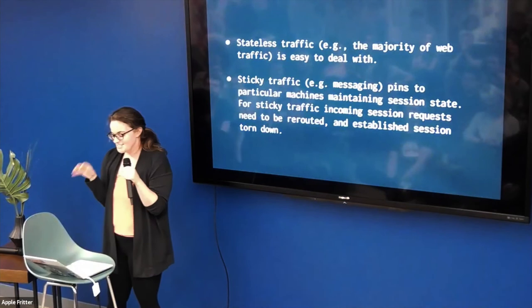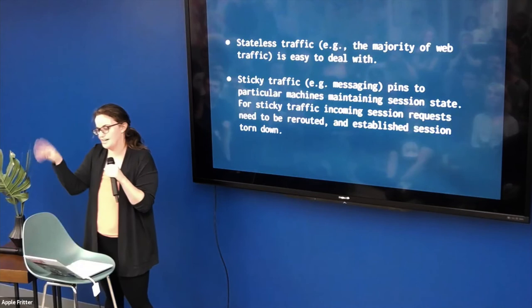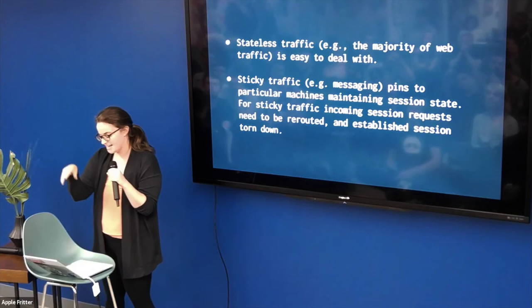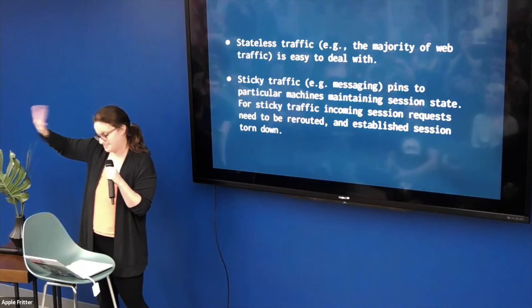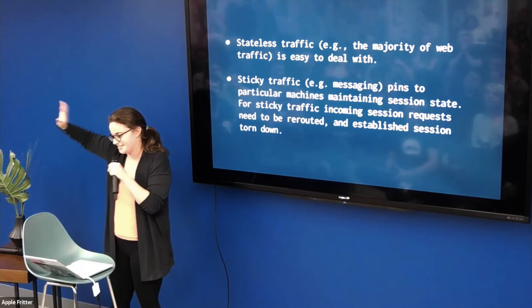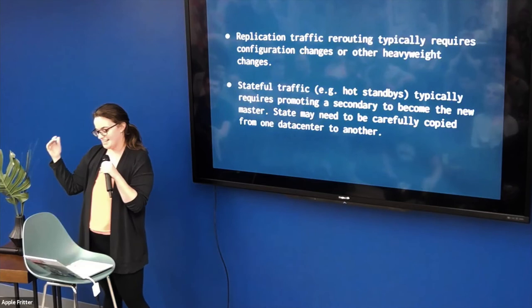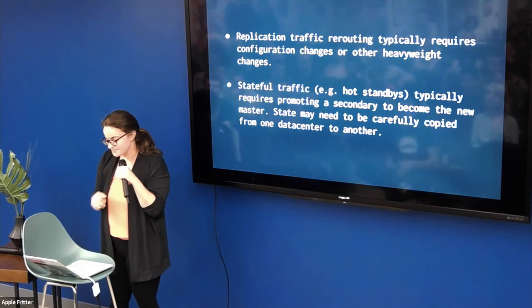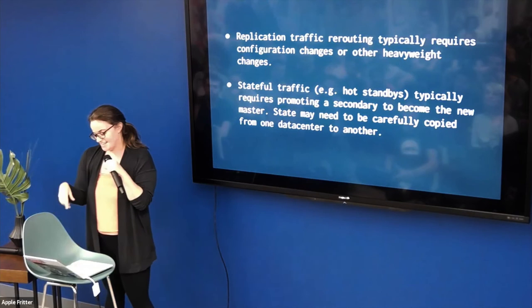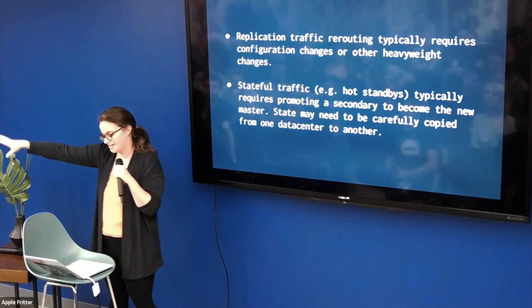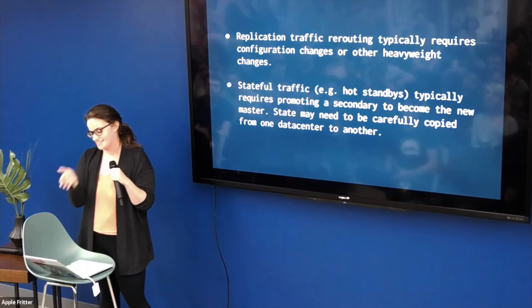There are various types of traffic that they account for. Stateless traffic is the majority of their web service traffic, which is super easy to deal with. Sticky traffic is pinned to specific machines, maintaining the state of that service, so incoming session requests need to be rerouted, established, and then torn down. Then there's replication traffic, where rerouting typically requires configuration changes or other heavyweight changes. And then there's stateful traffic, hot standbys, which typically requires promoting a secondary to become the new master. State may need to be copied from one data center to another. So you have to account for all these various things, and people need to tag their service as behaving a certain way.